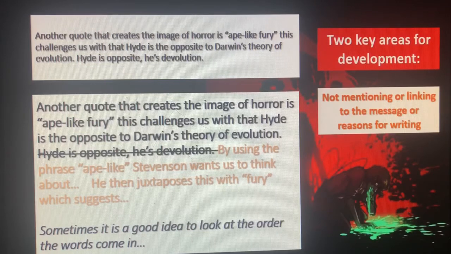How else could I do this? Well, I've taken the quote "ape-like" and thought how I could link that to ideas of perhaps Darwin or perhaps Stevenson's message. So I've got starting sentences like, by using the phrase "ape-like," Stevenson wants us to think about. He then juxtaposes this with fury, which suggests. In this case, ape-like fury, it's interesting it goes in that particular order. You've got the scientific ape-like next to the religious idea of fury. If that was explained, then that would give a lot more depth to this response.